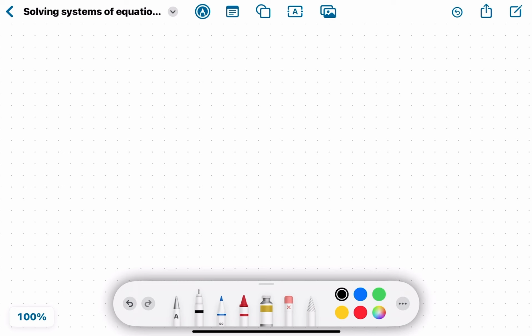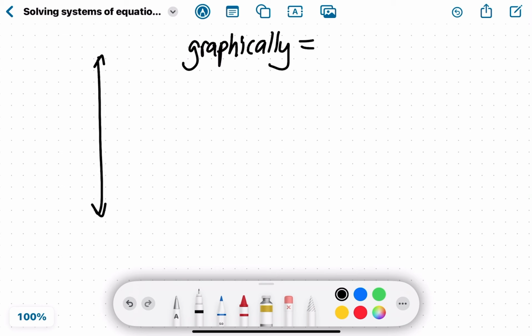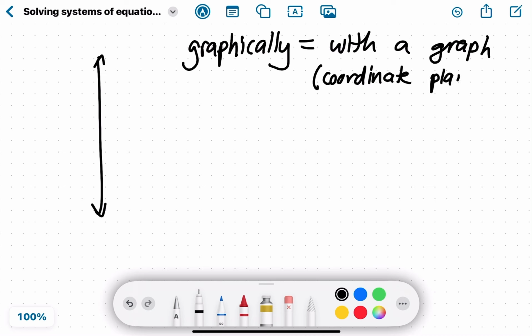So, solving systems of equations now graphically. That means with a graph, or coordinate plane. Rather than looking at the equations this time, we look at the way they graph, then solving it with the numbers. So we basically want to find where these two graphs intersect, because those would be their solutions.